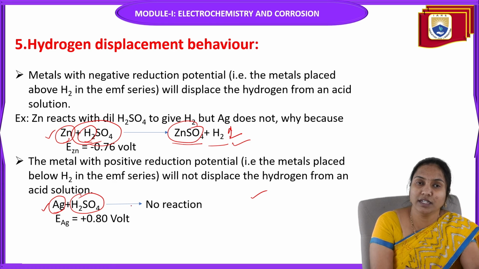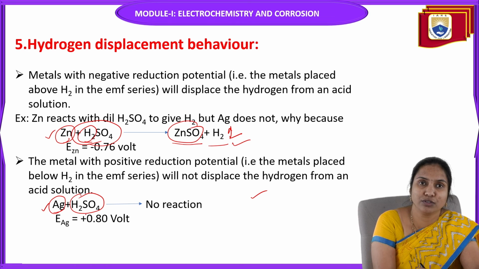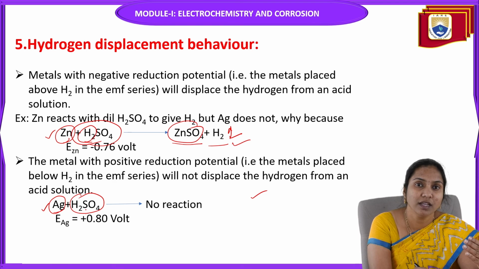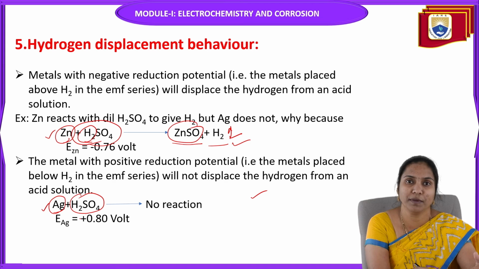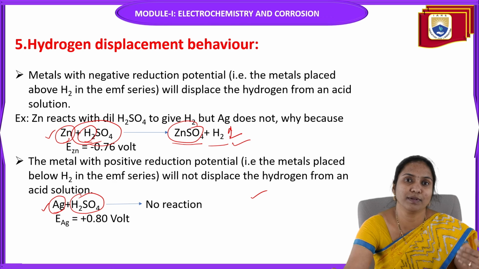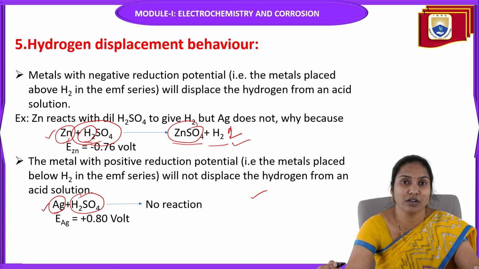But silver is present below the hydrogen scale, so it has less reactivity compared to zinc. When it interacts with H2SO4, it does not replace hydrogen from the acid solution, because it is present below the hydrogen scale in the electrochemical series. So by using the electrochemical series, we can easily understand which metals above the hydrogen scale have high reactivity, and which metals easily replace hydrogen from acid solution.